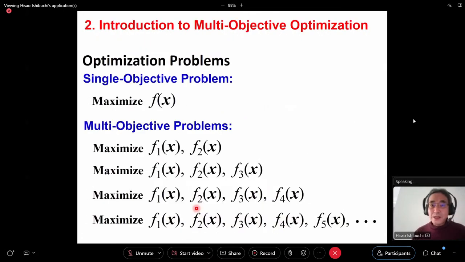And then move to multi-objective optimization. Usually, we have single objective, and our optimization problems are single objective problems. Here, we have only single objective to maximize function f(x). However, in the real situation, we have a lot of different objectives. Even if you use only single objective, your problem may have a lot of different objectives. So our problem is usually multi-objective problem. Here, if we have two objectives, this is two objective problem. If we have three objectives, this is three objective problems. If we have four objectives, this is four objective problem.